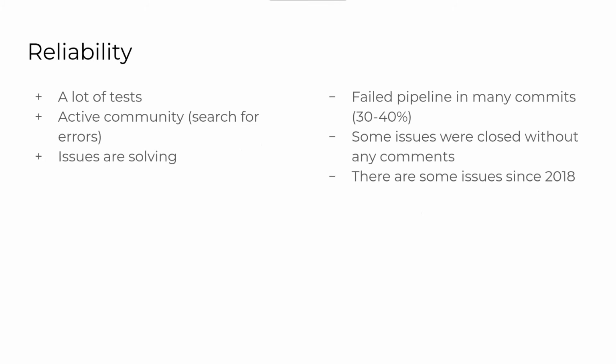Reliability. The plus is that you have a lot of tests, especially for Go. Also, you have an active community that searches for bugs and creates issues, and such issues are solved in time. But you have a failed pipeline in many commits, like 30 or 40%. So I definitely think you have some problems with the pipeline.